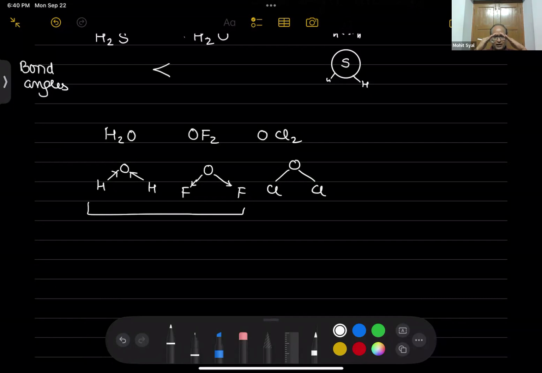What will happen to the bond angle? It will expand, it will widen up. Why? Because the electrons are moving closer towards the oxygen. What will happen to OF2? The bond angle will decrease. Got it?